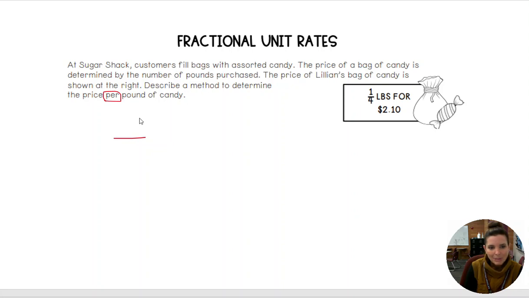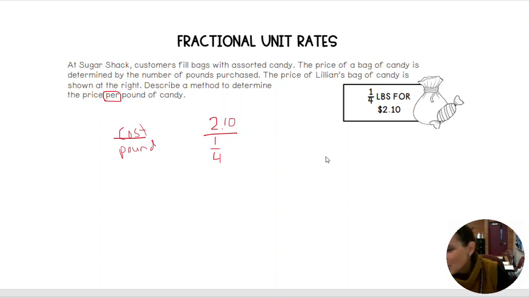So if it's price per pound of candy, then we're going to do the cost of the candy divided by however many pounds of candy, right? And then to find a unit rate, remember the unit rate is the amount for just one, okay? So if we want to find out how much it costs for 1 pound of candy, and the cost for 1/4 pounds is $2.10, the way that we would do that is we would do $2.10 on top. That's the cost for 1/4. And then when we divide those, that will give us the cost for one.